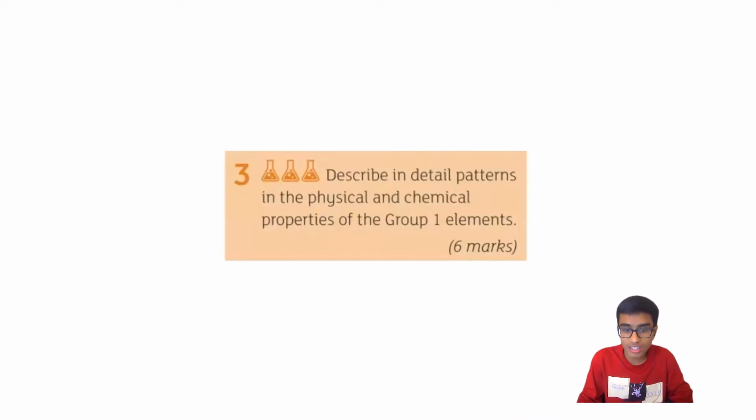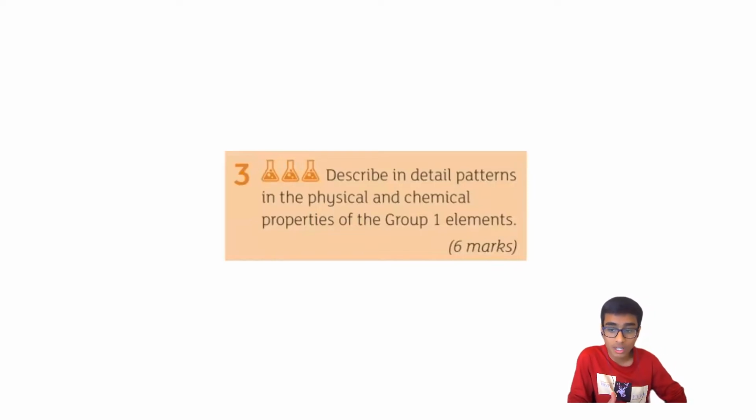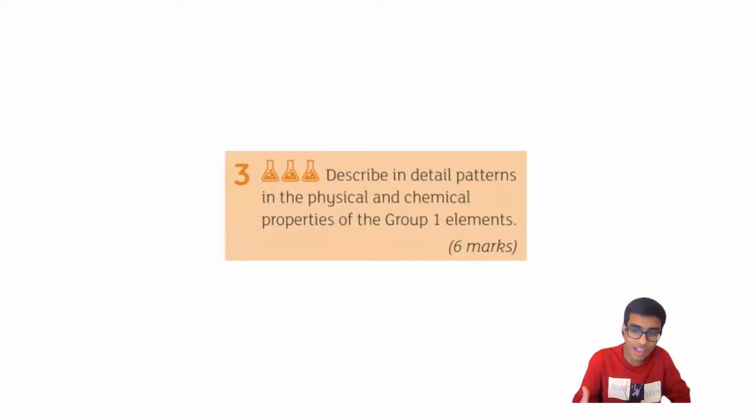Then you have question 3. It's a bit more harder one. You have to describe in detail the patterns in the physical and chemical properties of the group 1 elements. Question 1 is probably the easiest question over here, and then you can get 5 marks. But if you want a little advanced, you can go to question 3, where you can probably get 6 full marks. And that's pretty much it for this video.